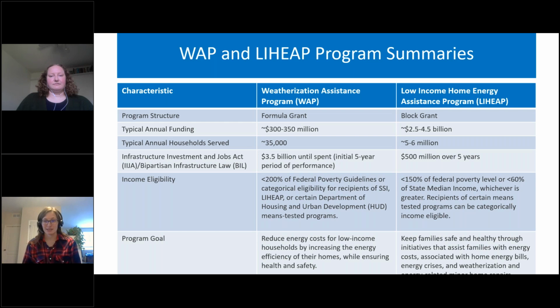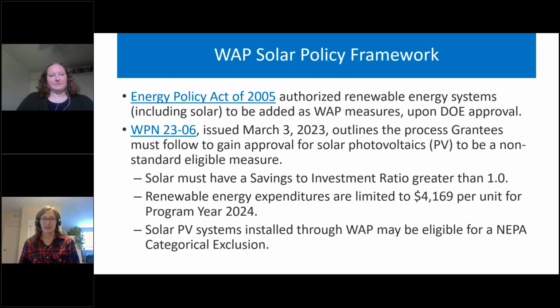So if we go to the next slide, overarchingly, the Energy Policy Act of 2005 explicitly allowed renewable energy systems to be included within the Weatherization Assistance Program as measures that could be installed in client homes. Now, that's not a standard measure, and so that means that the grantees have to request approval from the Department of Energy to include it as a measure that can be funded.